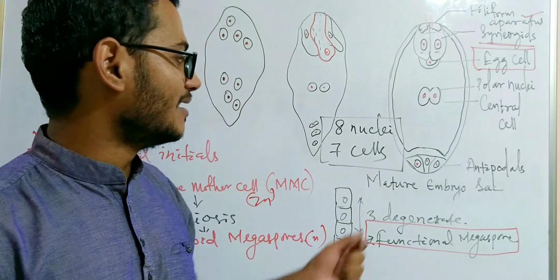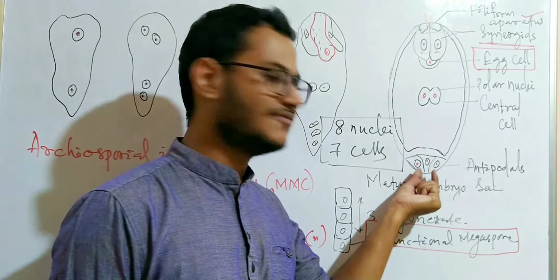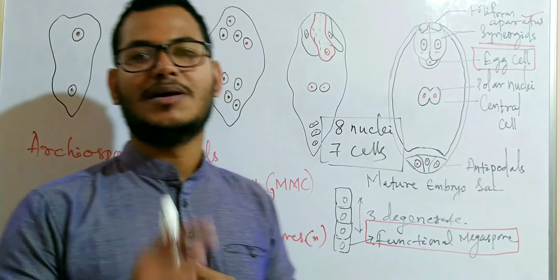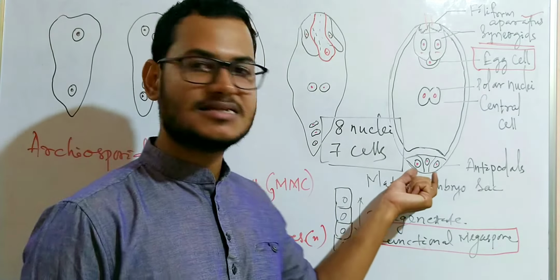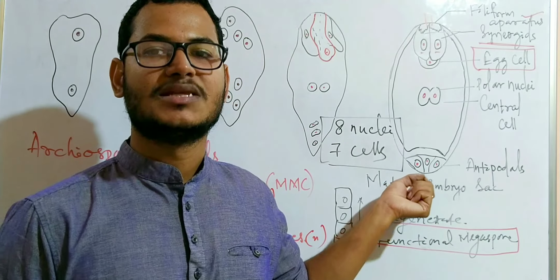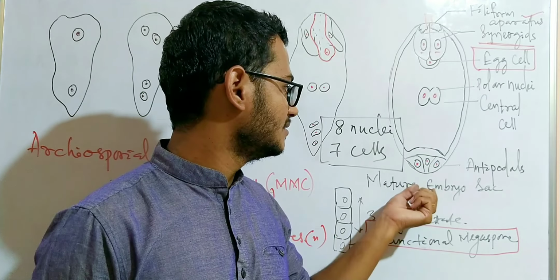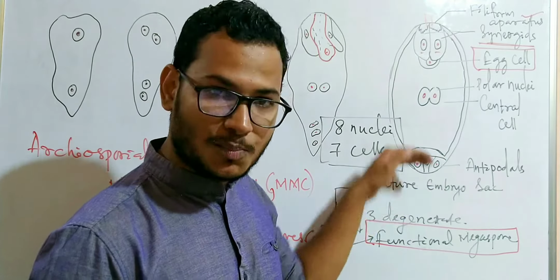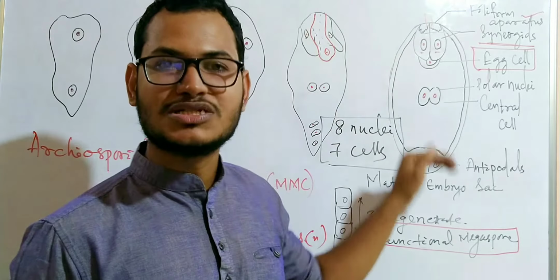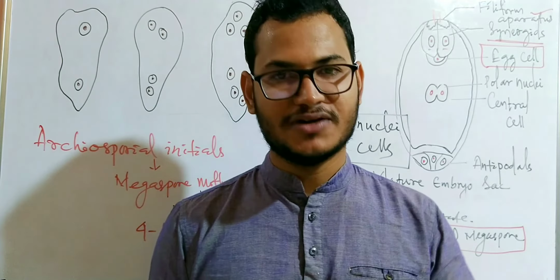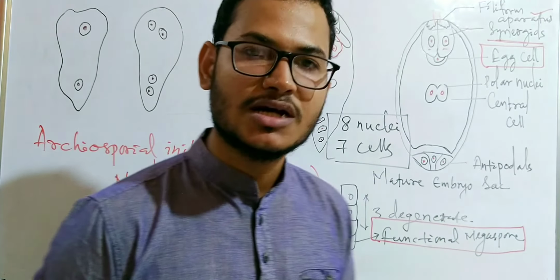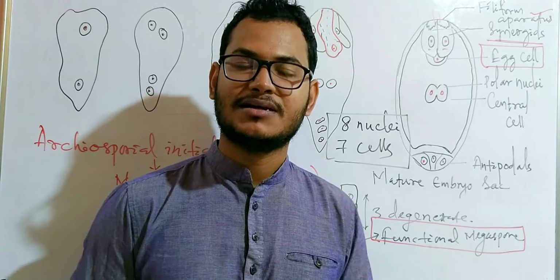At the chalazal end we have 3 antipodals having 3 different nuclei. So remember, the chalazal end has 3 cells called antipodals and the antipodals are present opposite to the micropylar end, at the opposite side of the synergids. Clear? This is all about the structure of the embryo sac and how a mature embryo sac is developed in an angiospermic plant.